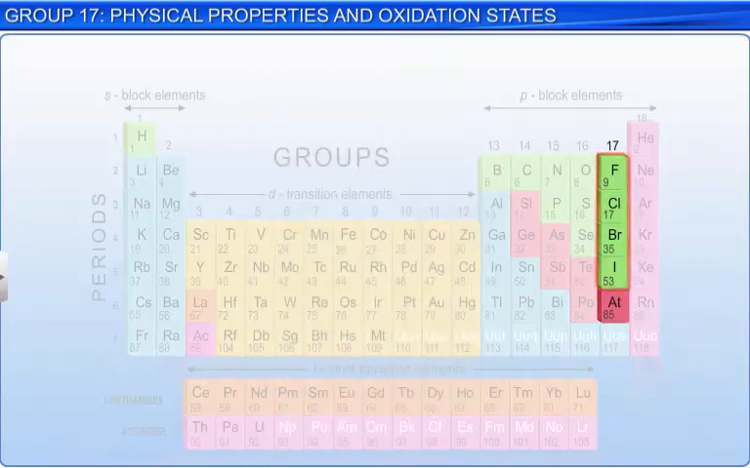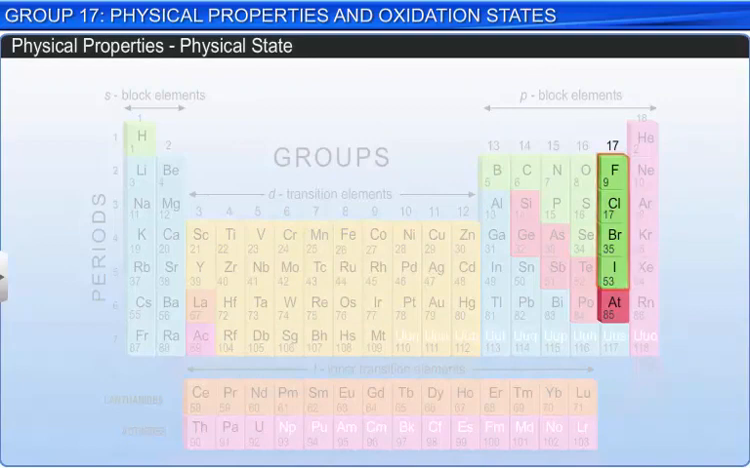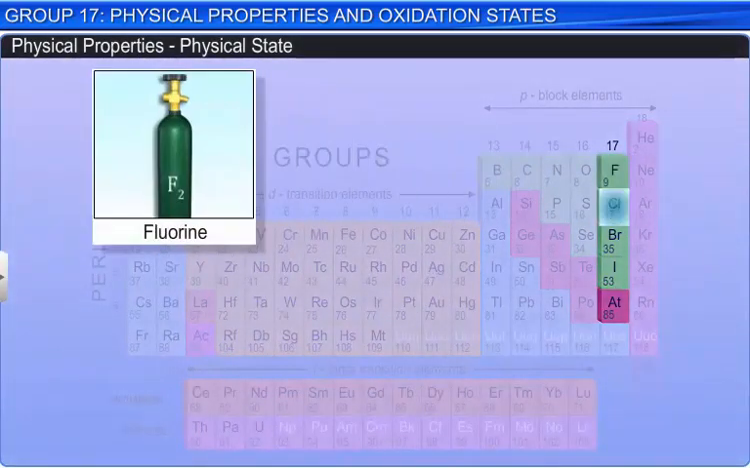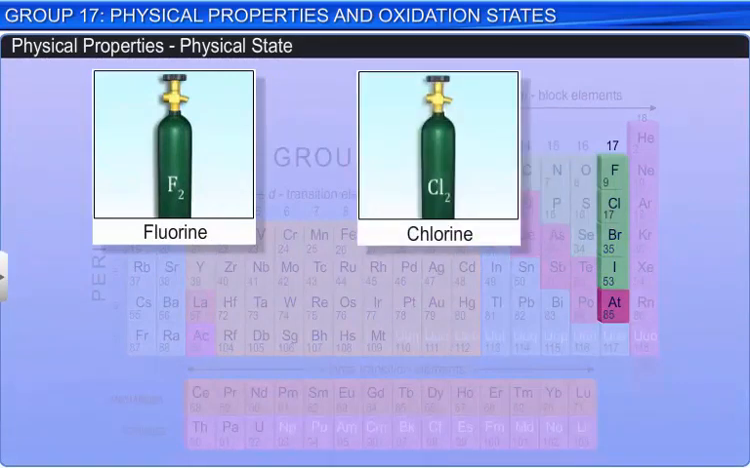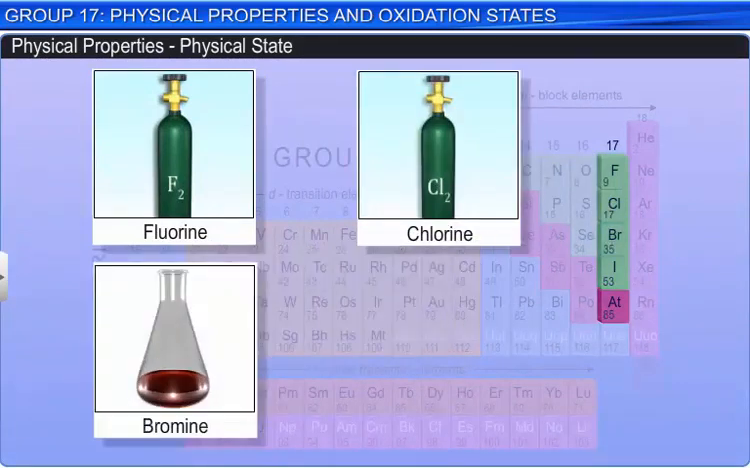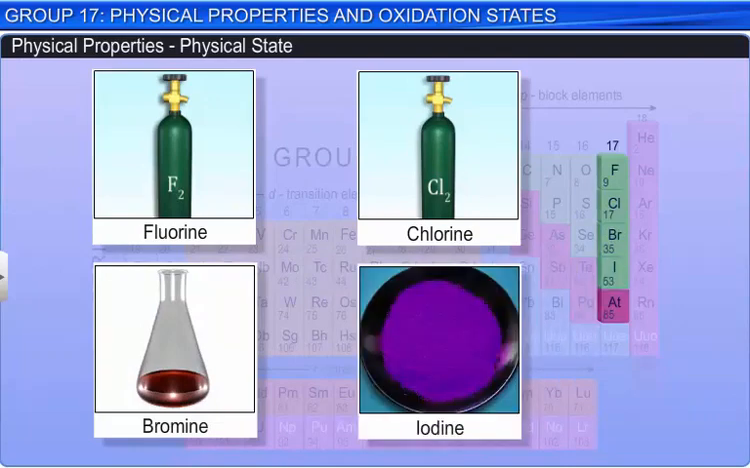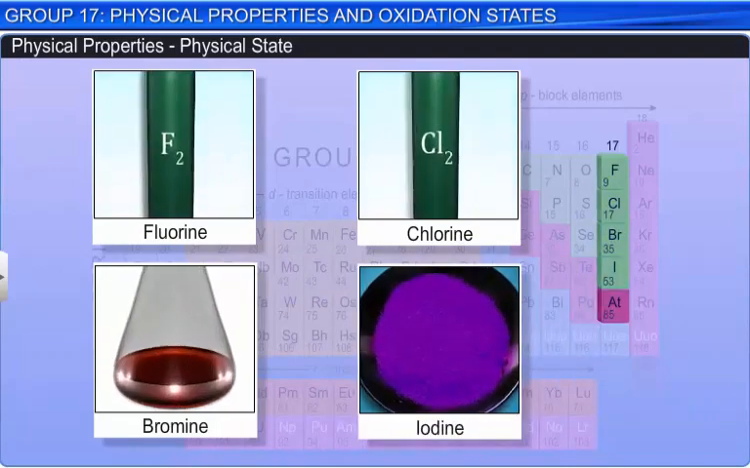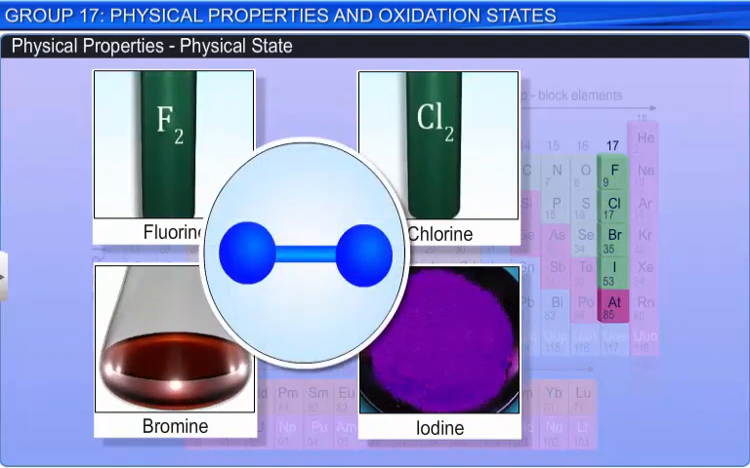Group 17 elements appear in different physical states. For example, fluorine and chlorine are gases. Bromine is a liquid, while iodine is a solid. All these elements are diatomic in nature.